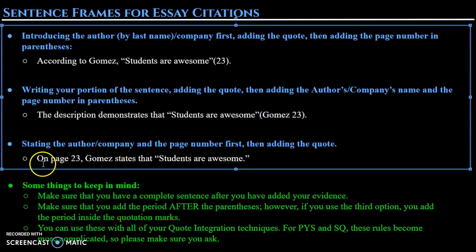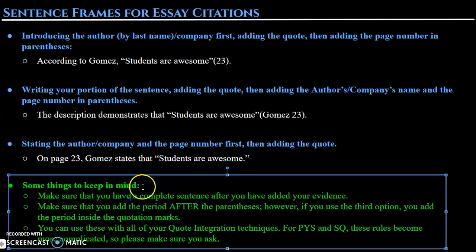And let's go over the third one. On page 23, comma, Gomez states that students are awesome. This is also type 2, but it's very clever that they were very direct. They still included both pieces of information that they needed. Okay. It's still integrated, and this actually looks better than most type 2s. In other words, this looks better than just saying, in source 2, the author says. This looks cleaner, this looks elevated, which is what a lot of you are going for.